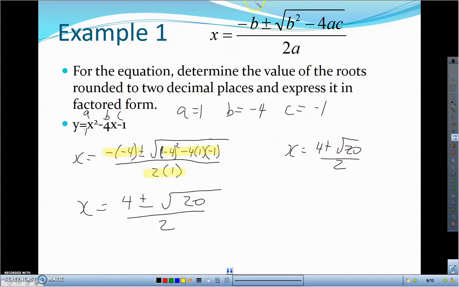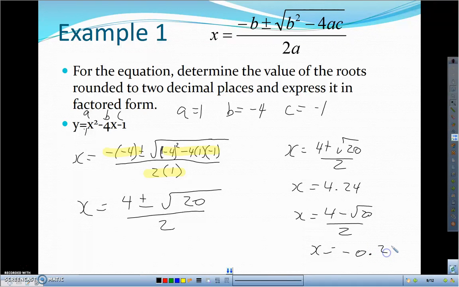So here's one answer. X is equal to 4 plus the square root of 20, over 2. And that will turn into x equal to 4.24. The other answer is going to be x is equal to 4 minus the square root of 20 divided by 2. And so x is equal to, using our calculator, minus 0.24. And technically I should be using these squiggly equal signs, which means it's approximately equal to, not exactly equal to.